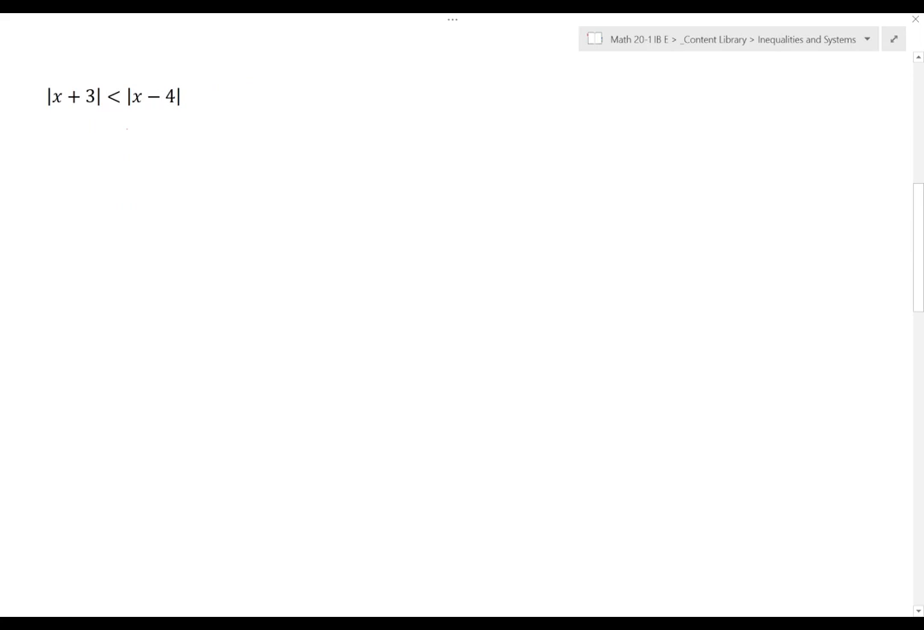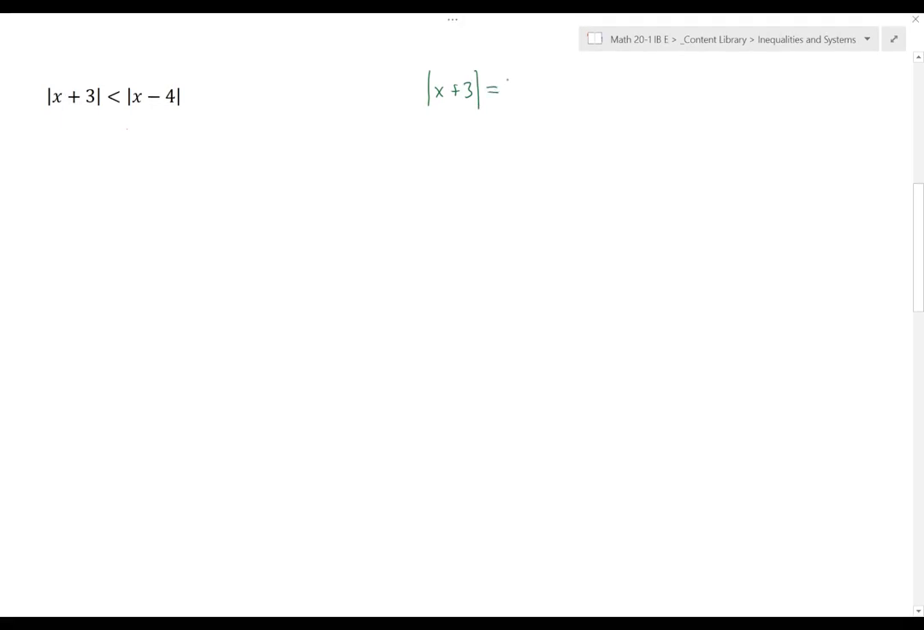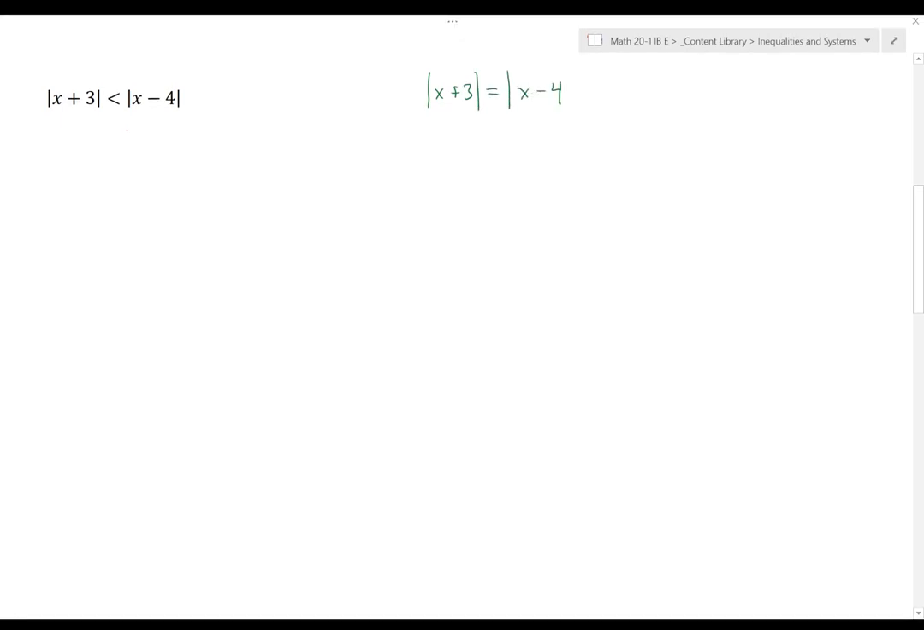So we'll look at a few more examples just to see some different levels of difficulty. Let's say now we have the absolute value of x plus 3 is less than the absolute value of x minus 4. So I'm starting by solving the equation, the absolute value of x plus 3 equals the absolute value of x minus 4.